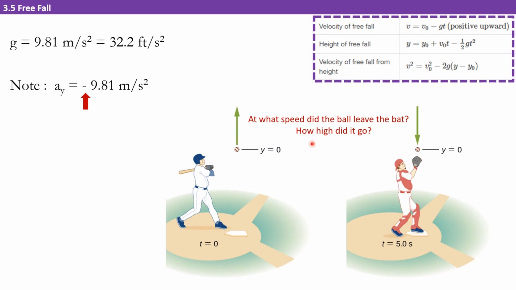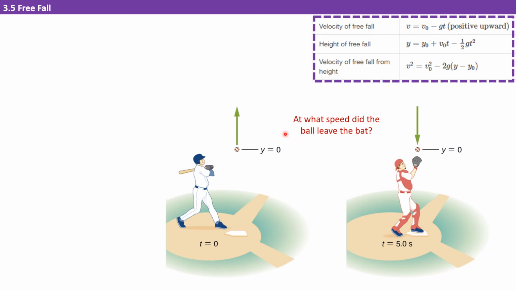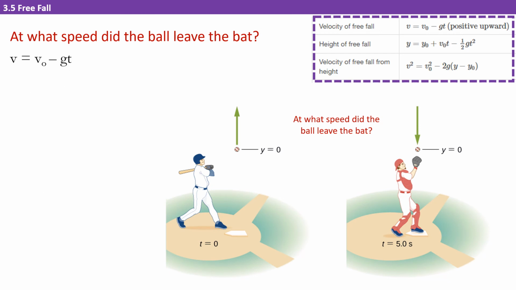The other question is, how high did it go? So these are calculations that we can perform simply knowing what the time is. So let's consider the first question. What was the speed at which the ball left the bat? What we can do is begin by pulling out one of our kinematics equations that have been modified for the acceleration due to gravity.